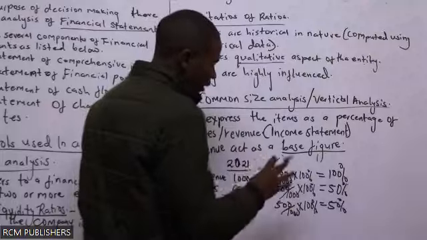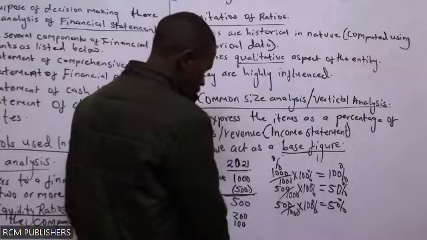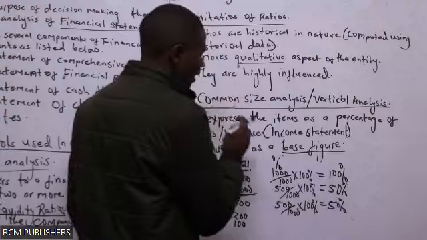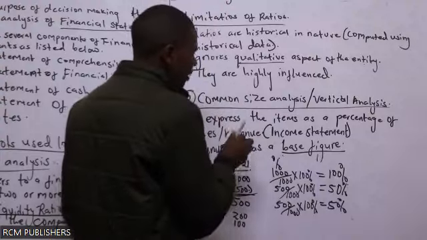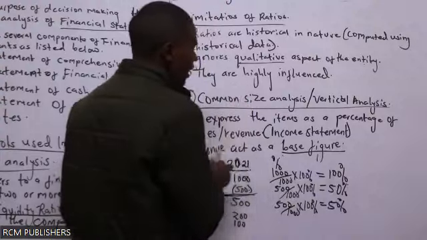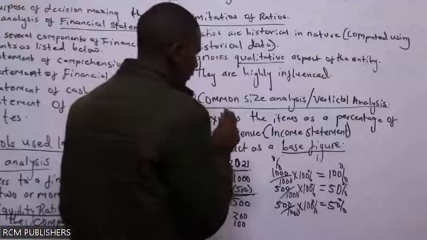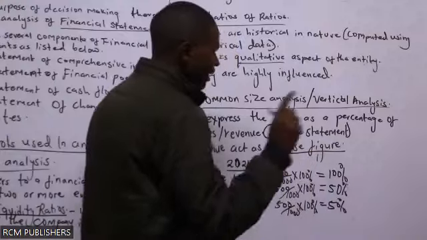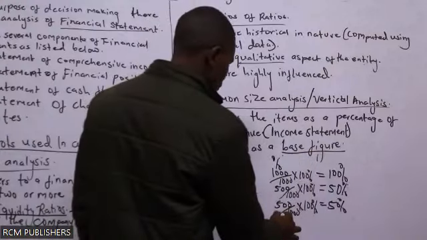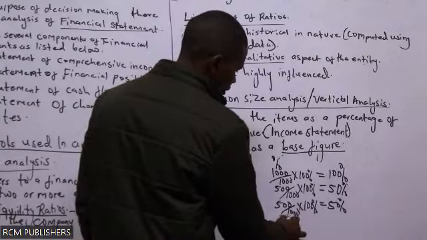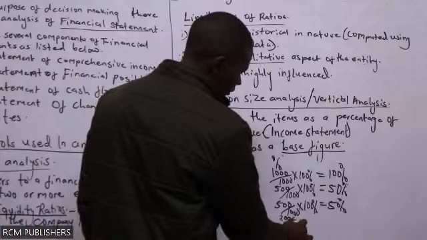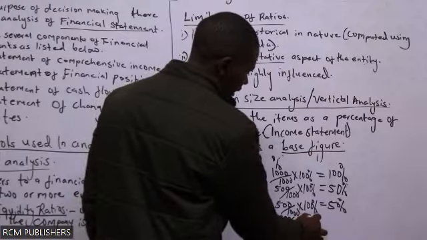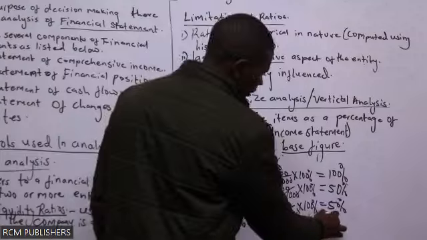Can you write somewhere down here, maybe below this, that under the balance sheet, the common or base figure is total asset. Just write in your own words. So this will be 200 divided by 1,000, then you multiply by 100%, which will give me 20%.